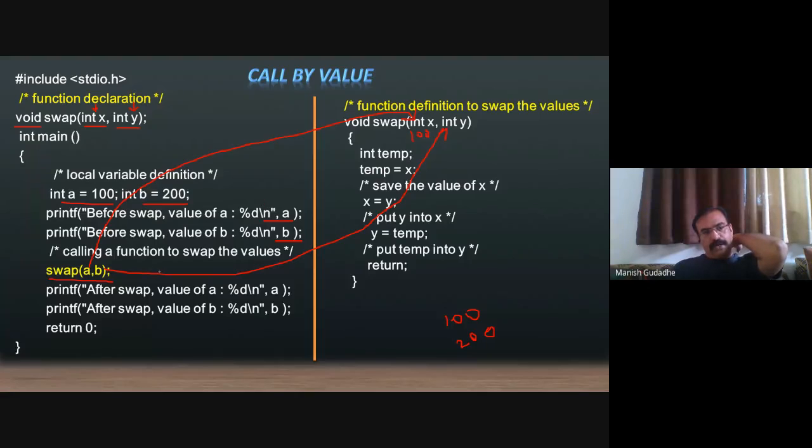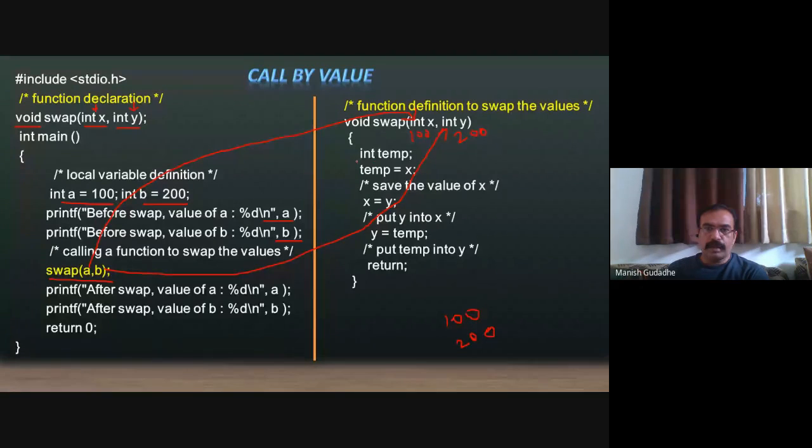B value will be copied into Y. So Y will become 200. Now what do you expect? You expect that the values must be interchanged. The values of A and B should be interchanged. This is our expectation from this program, right? So what will happen in this case?